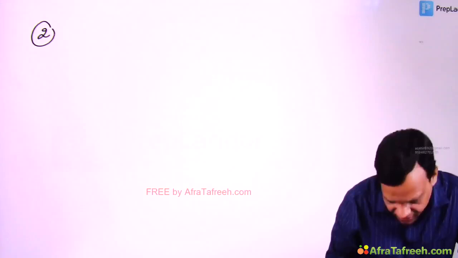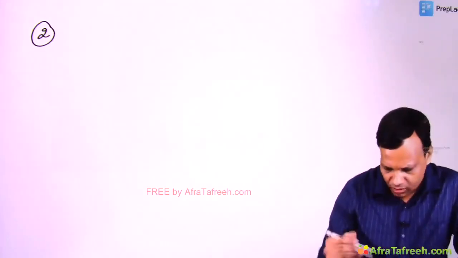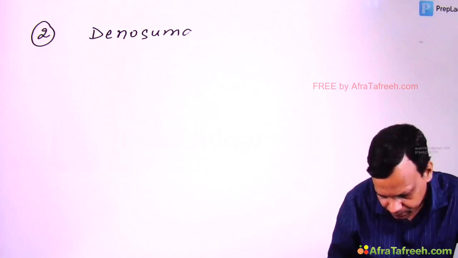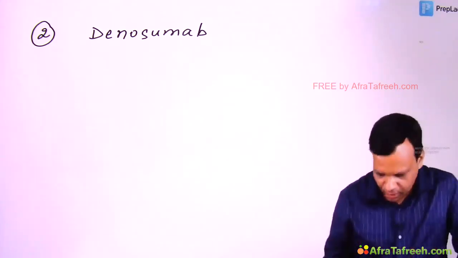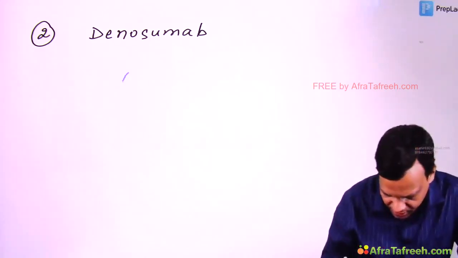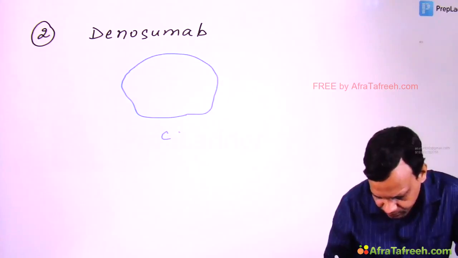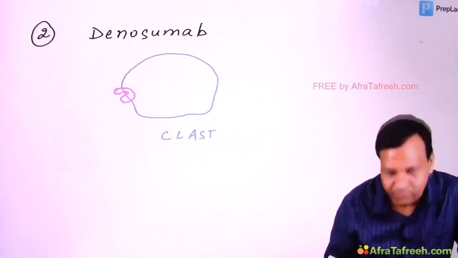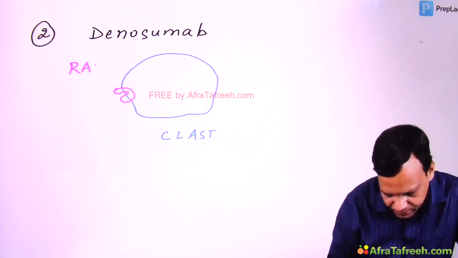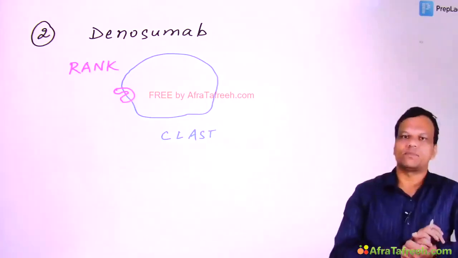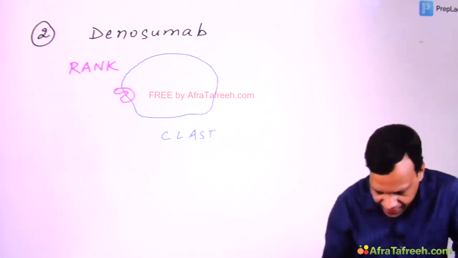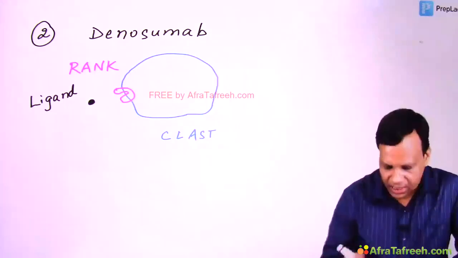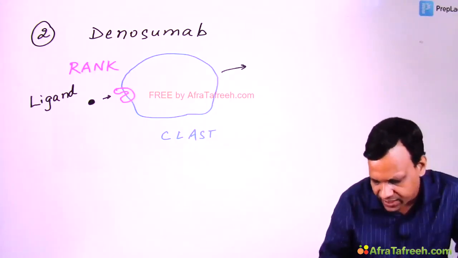Then moving to the second group of new drugs in osteoporosis. These are called denosumab. Now to understand denosumab, first we'll try to understand this. This is an osteoclast. On the surface of the osteoclast there is a receptor which is named RANK. RANK is the receptor present on the osteoclast. Whenever the ligand, the RANK ligand, binds to this receptor, it will stimulate the osteoclast and that will lead to resorption of bone.